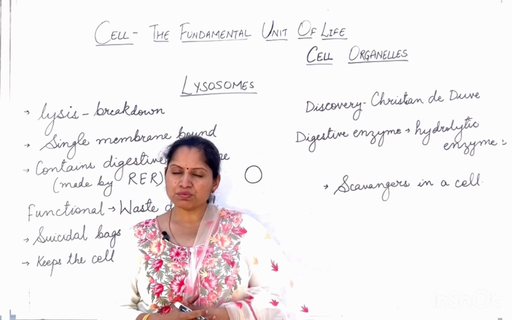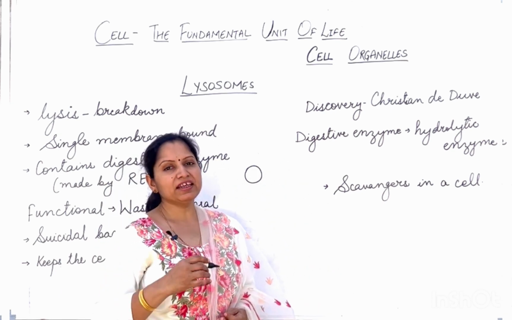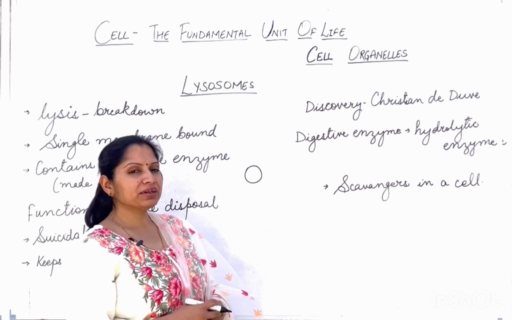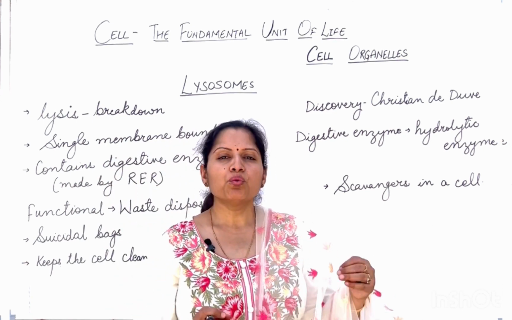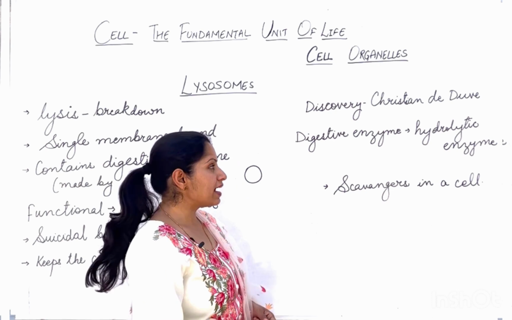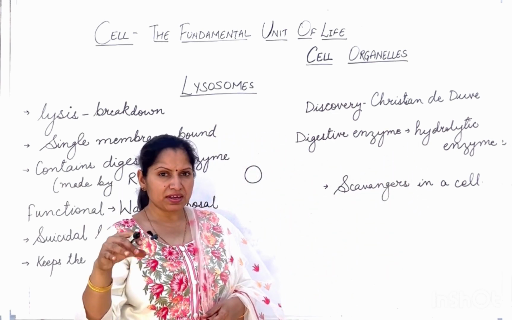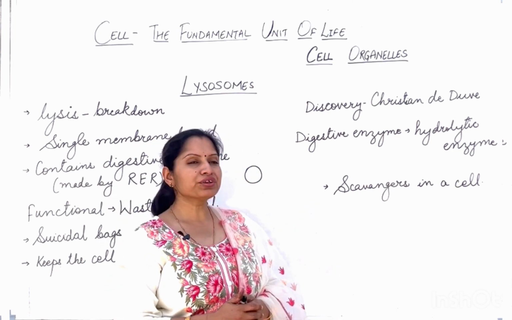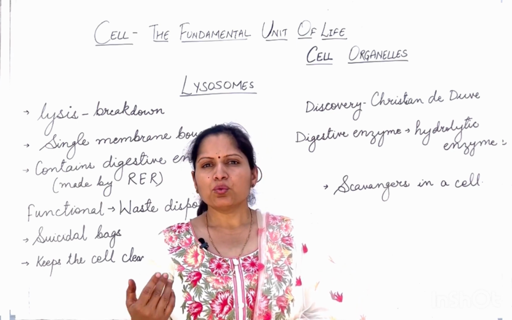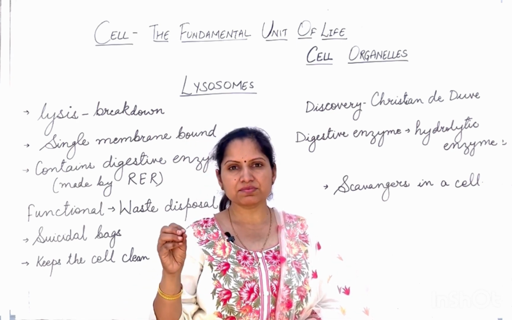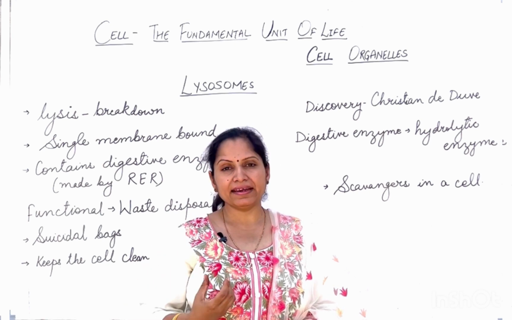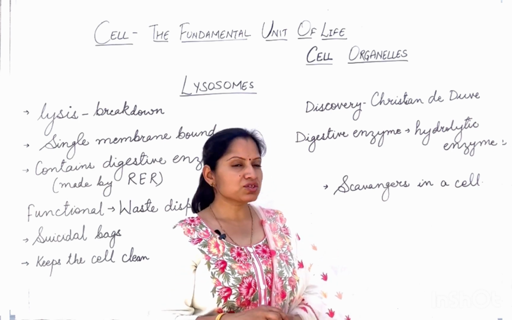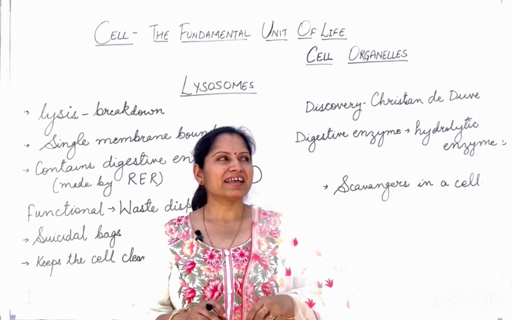That is the discovery. The lysosomes were discovered by Christian de Duve, a scientist who discovered the lysosomes. And I told you it has a digestive enzyme. What's the name of the digestive enzyme? That is hydrolytic enzyme. The digestive enzyme present in lysosomes is hydrolytic enzyme. These are also known as scavengers in a cell. Why called scavengers? Scavengers means organisms which eat up the dead and decaying matter. So they are also removing the dead cells, dead organelles, and so they are known as the scavengers in a cell.